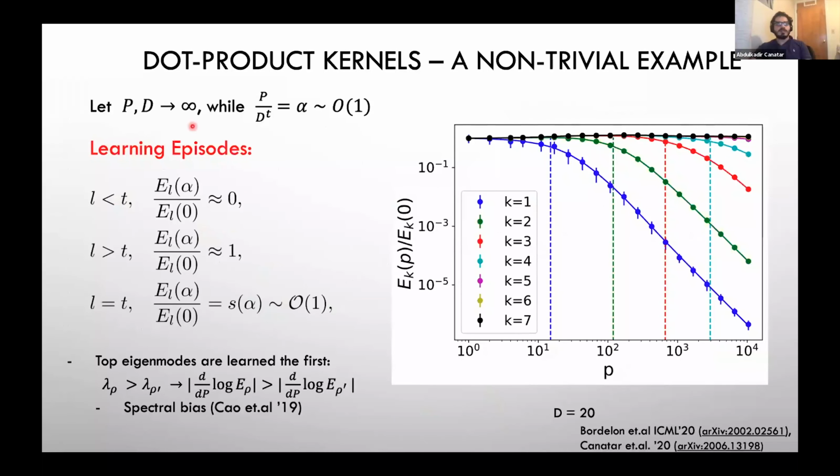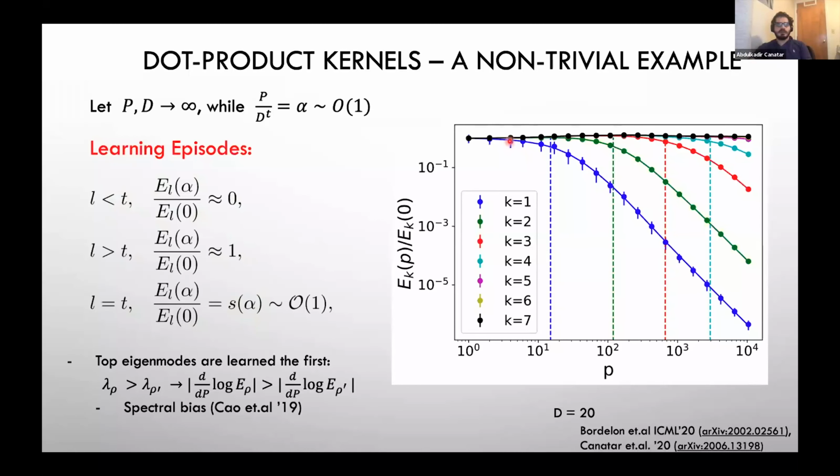I find out in this limit that there are several learning episodes. If I'm in learning episode T, and I'm looking at the mode error of mode L, which is smaller than T, I find that the generalization error goes to 0 for that mode. For L larger than T, I find that it doesn't change much as I feed more and more samples. And when L equals T, it is just an order 1 function, which I will show soon.